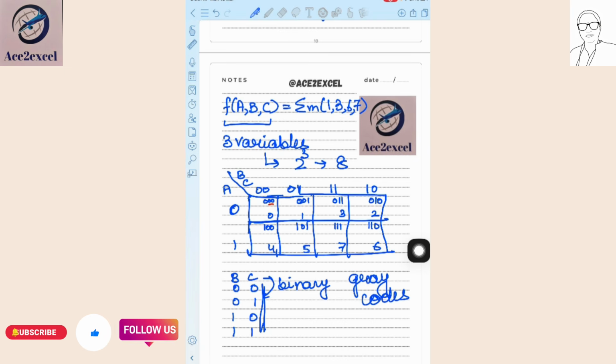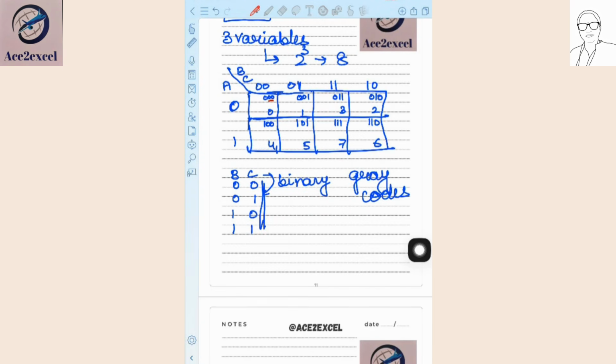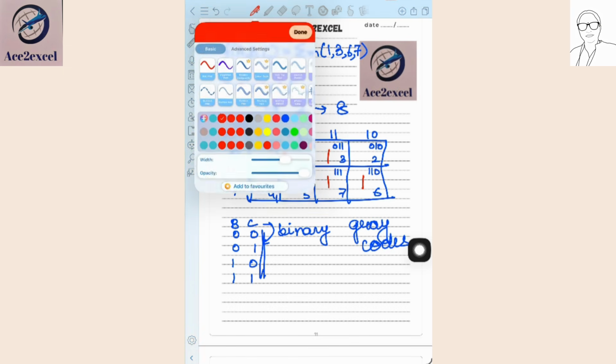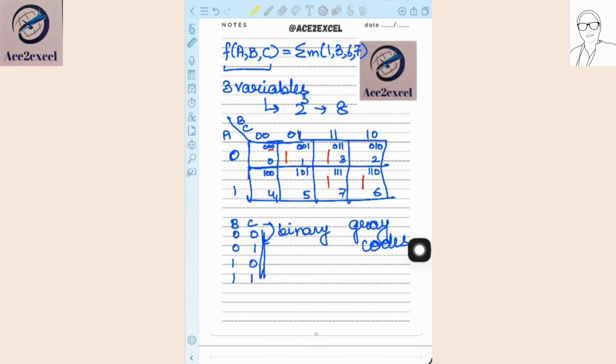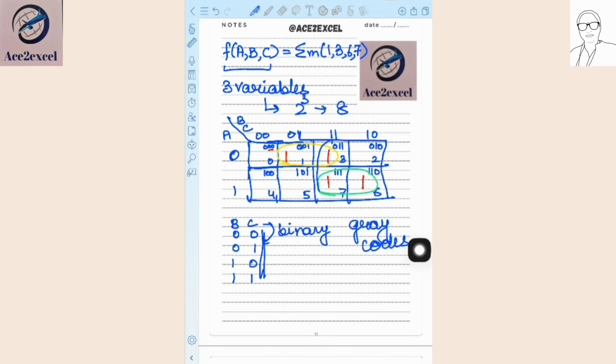Now, next step: after we have made the K-map, we'll plot the minterms. Minterm is high at 1, at 3, at 6, and at 7. Now, as per rules, we have 4 ones, but these 4 ones are not available in one group. So we'll focus on pairs. One pair which is possible is this. Second pair which is possible is this. Third pair which you can think upon is this.